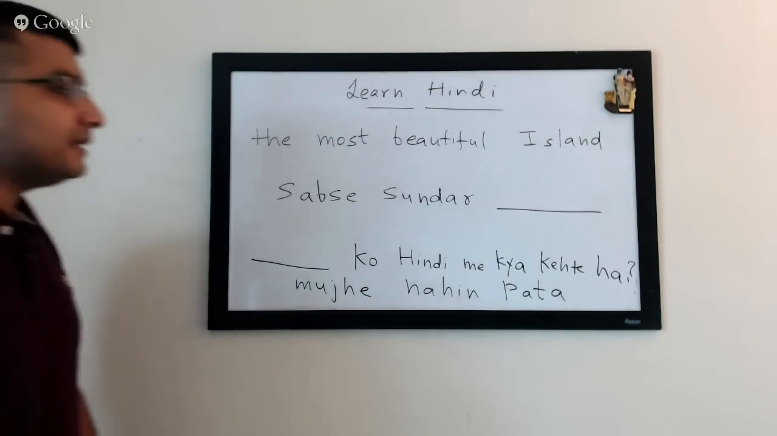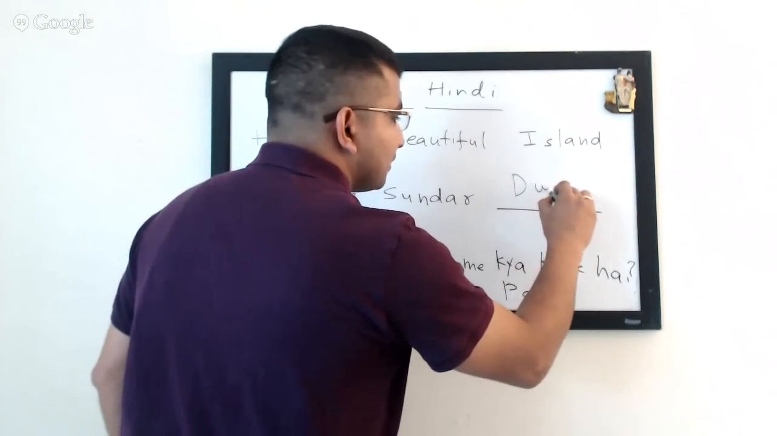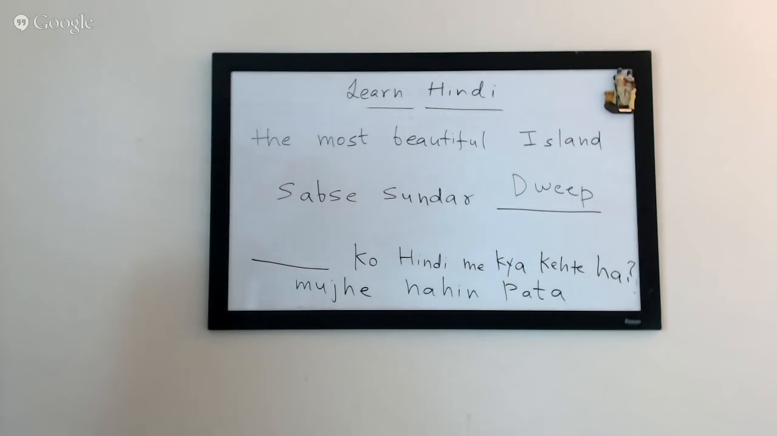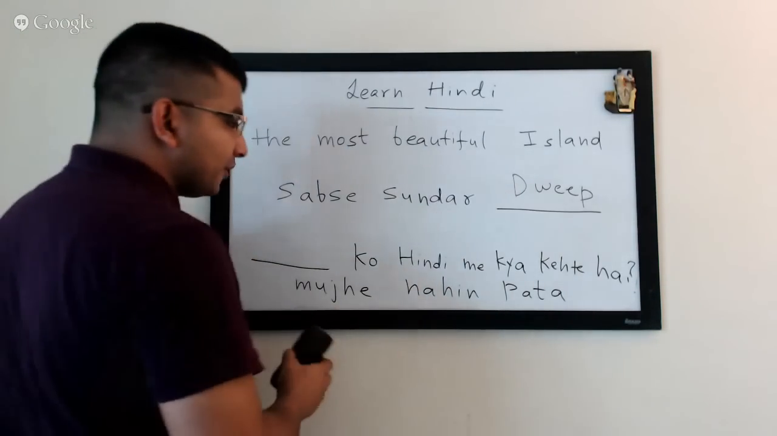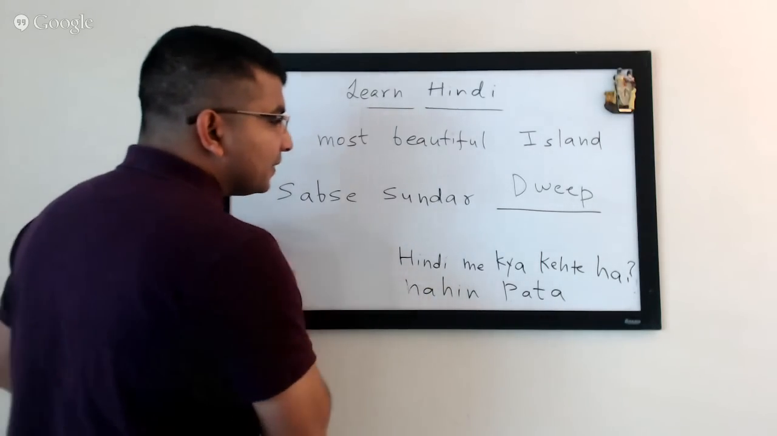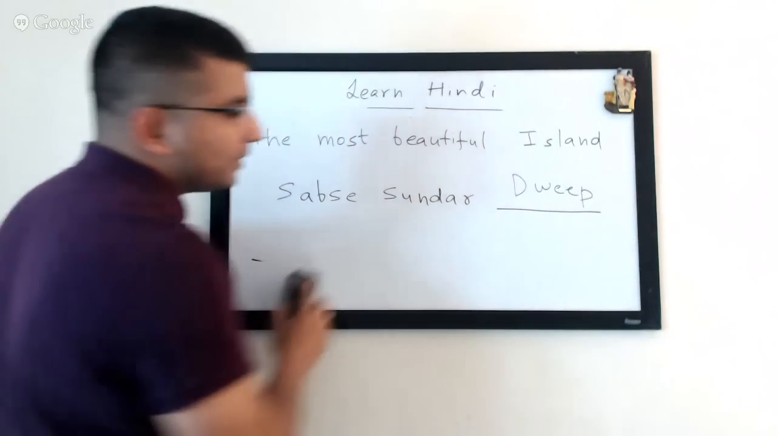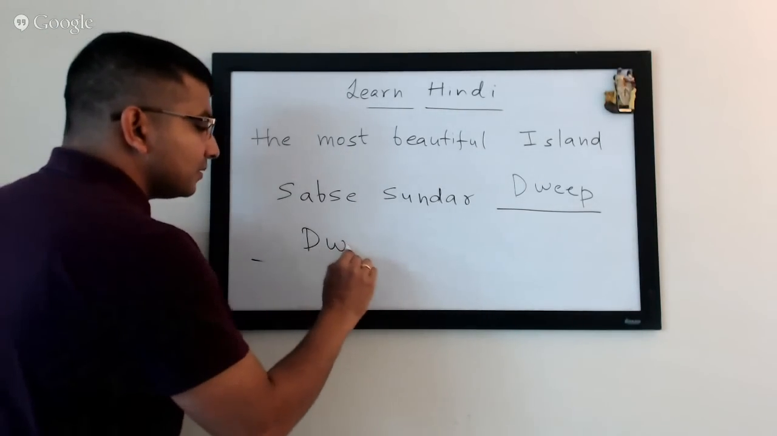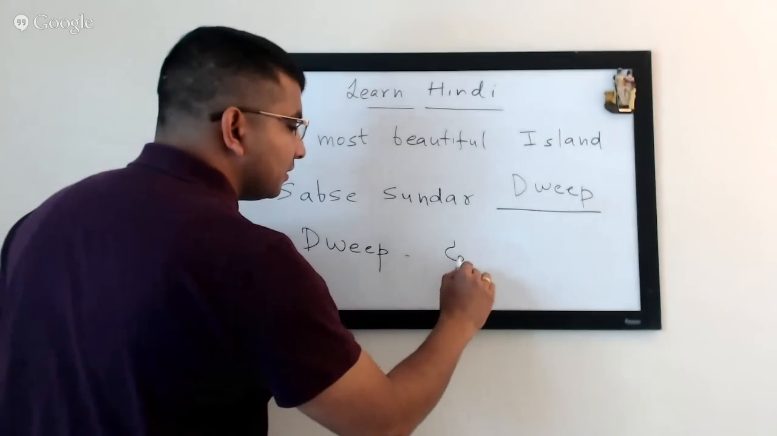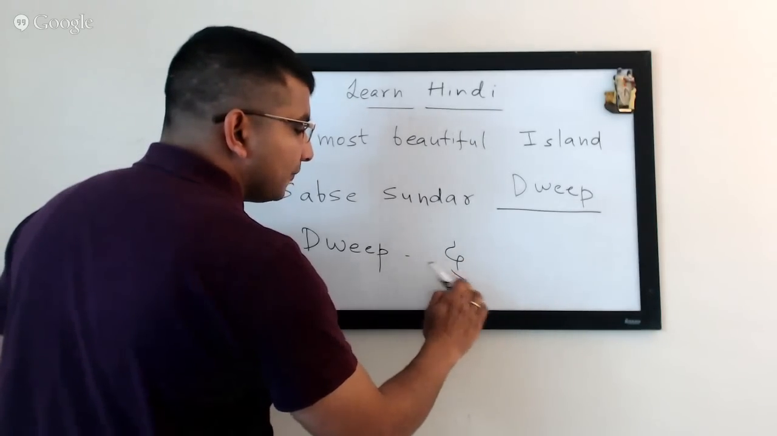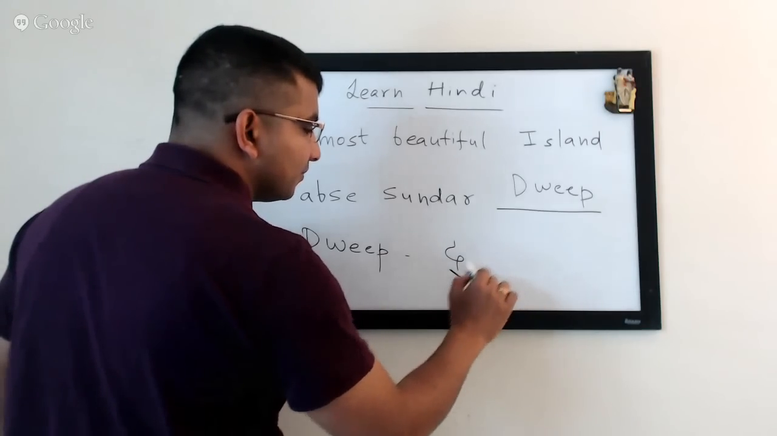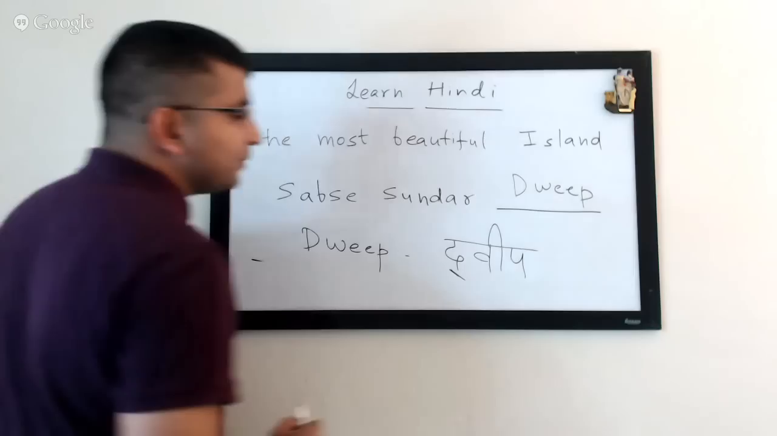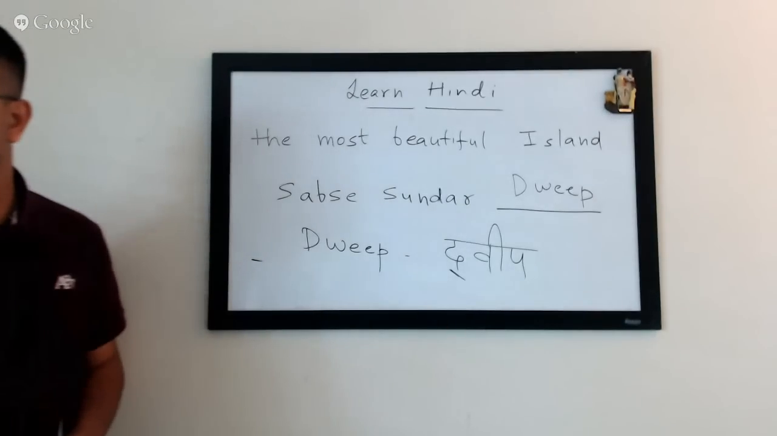So island in Hindi is dweep, and most of the time when people are speaking informal Hindi, they'll just say सबसे सुंदर island. But if you want to be really formal, you can use dweep, and I'll tell you how to write dweep in Hindi. Dweep, right? So you have a small sign in between below, and then you have a v with e and p. Dweep, dweep. सबसे सुंदर dweep.